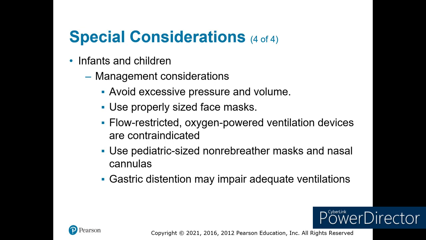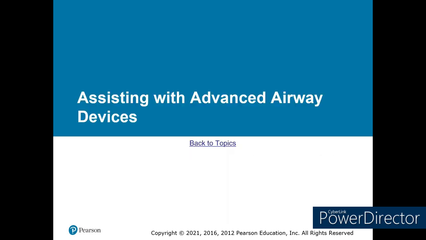Actually, our systems here don't use them at all, but they're more common in areas that have a lot of drownings. They're really good for drowning victims. So you see them in coastal communities and areas that have lots of pools, like Phoenix or Las Vegas. Use the right size mask on the right size person, and be aware of gastric distension.